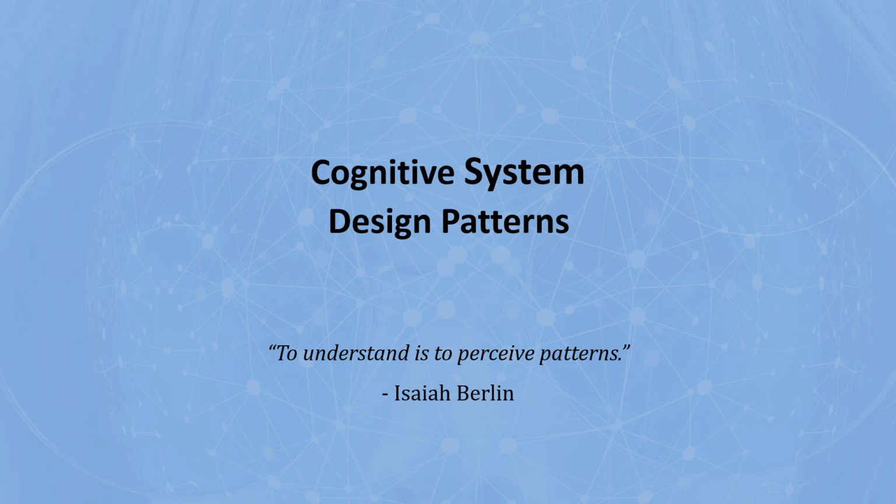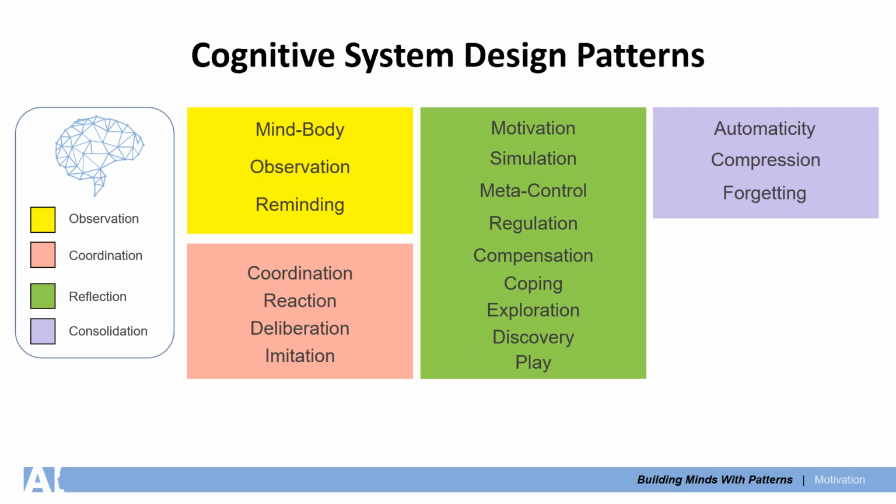What are cognitive system design patterns? Isaiah Berlin once said, "To understand is to perceive patterns." In building an artificial mind, it's helpful to start somewhere, and preferably not from scratch. There are a number of cognitive system design patterns which can be used to implement the required mind functionality. Mapping requirements to design patterns can assist in defining the overall mind architecture. Some design patterns are depicted below. This talk's focus will be the motivation pattern.